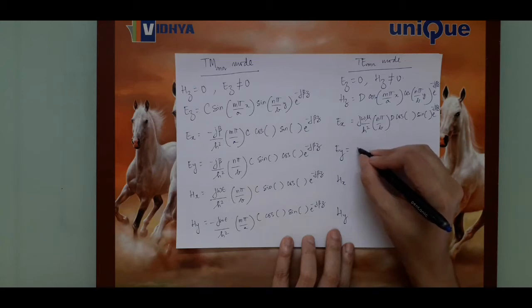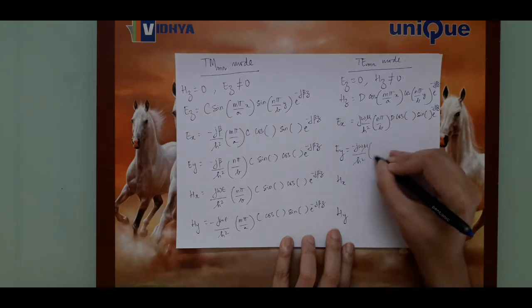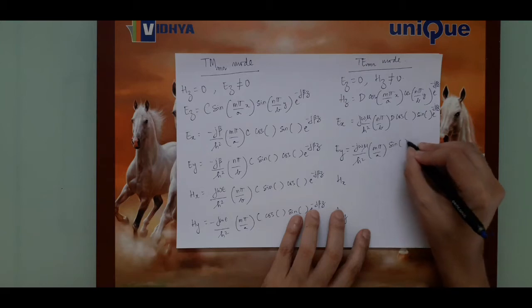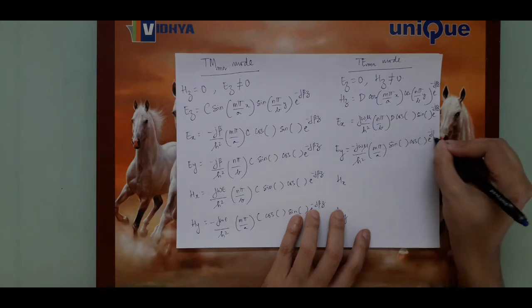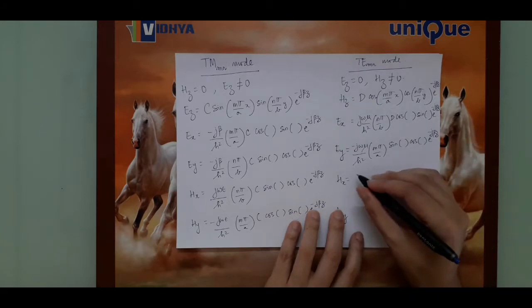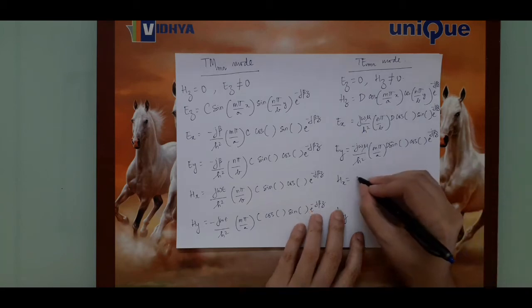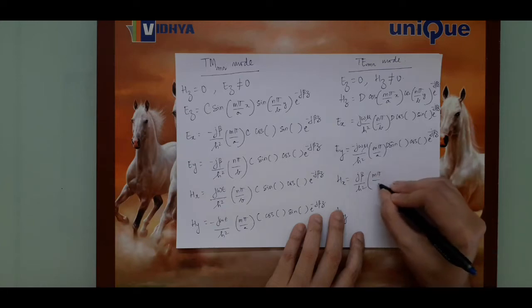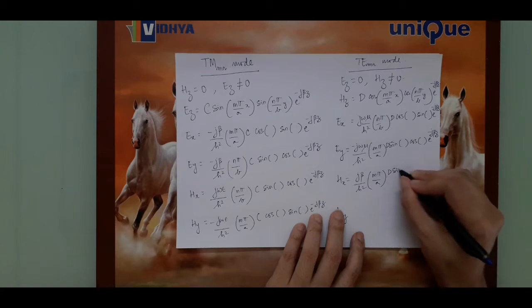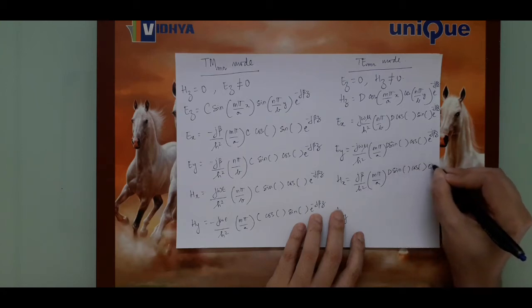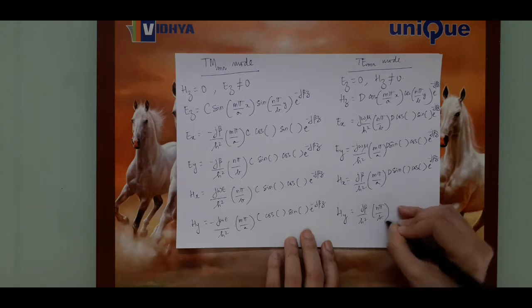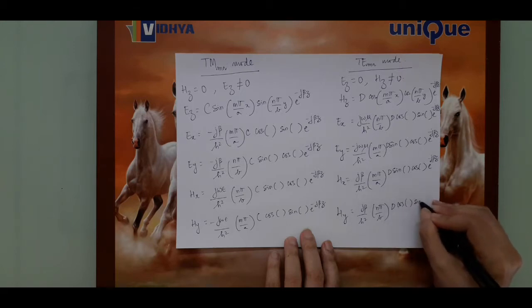Ey is minus j omega mu by h square m pi by a. Now it will be sine followed by a cos times e raised to minus j beta z. Hx is, there will be d also over here, j beta by h square m pi by a d sine followed by cos e raised to minus j beta z, and Hy will be j beta by h square n pi by b d cos followed by a sine.